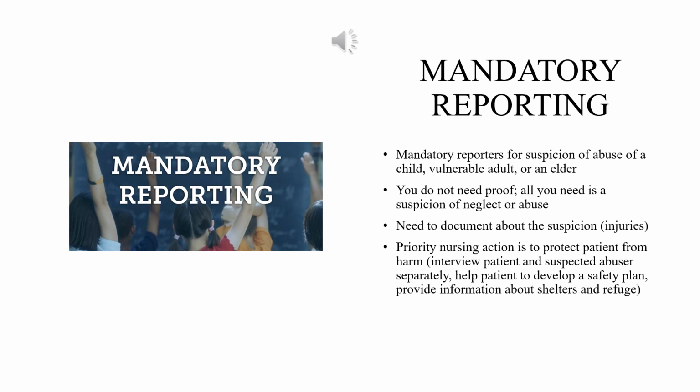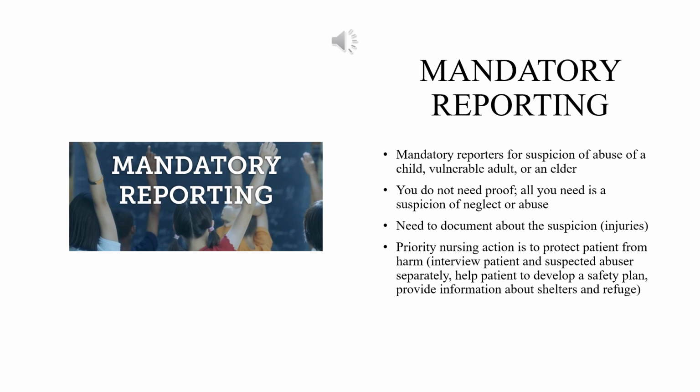The priority nursing action is to protect the patient from harm. The goal is to interview the patient and suspected abuser separately. Now, if we're talking about a 26-year-old female who is in a domestic violence relationship, she comes into the ER or the hospital frequently with broken bones, black eyes. We are not mandatory reporters for her because she is an adult and she's not a vulnerable adult.